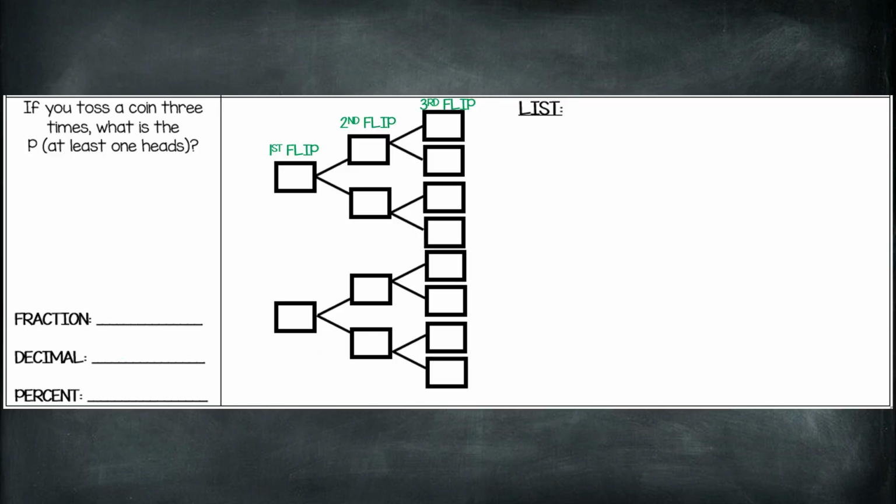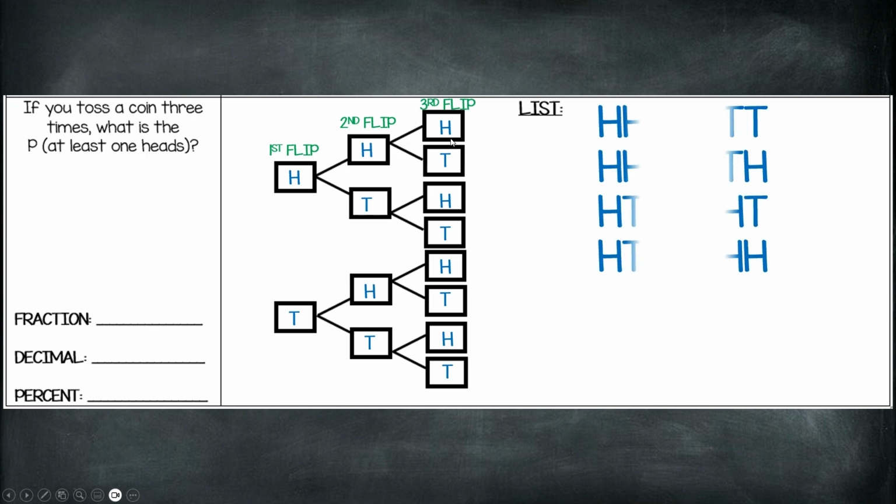All right. Last question. If you toss a coin 3 times, what is the probability of getting at least 1 heads? So if we used our tree here to create our sample space for 3 flips, again, first flip, second flip, third flip, and we came up with all of our possible outcomes. So heads, heads, heads, heads, heads, tails, heads, tails, heads, and heads, tails, tails. That's where this list is coming from. We also have tails, heads, heads, tails, heads, tails, tails, tails, heads, and tails, tails, tails.